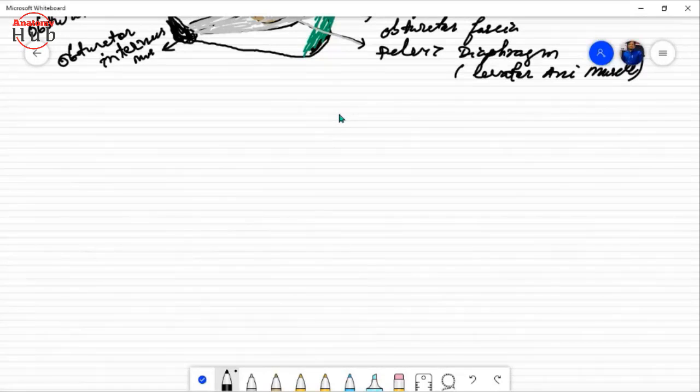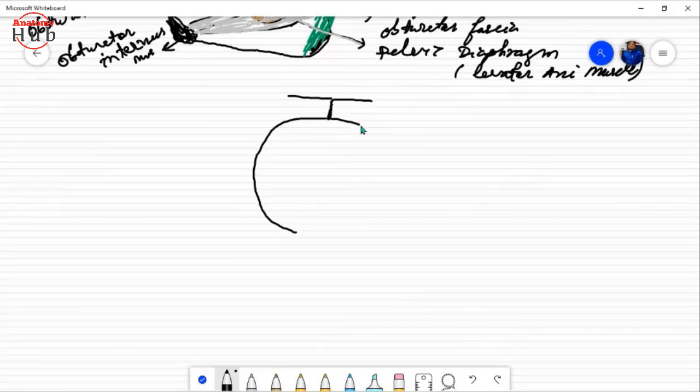Here you are looking from below towards the top. So at this point you'll find the symphysis pubis over here. And here you'll find the pubic crest and ischiopubic ramus. And here you'll find this is the pubic part.